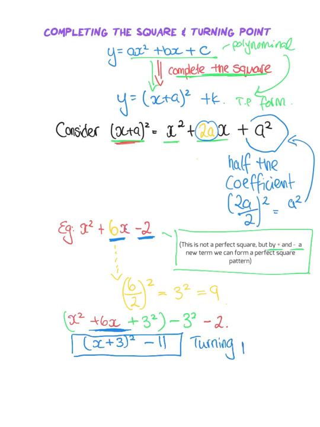So we're in turning point form now. If you think about the graph, remember our basic graph was like this. This graph has moved over to the left 3 and down 11. If you're graphing this one, roughly, we'd say -3, -11 is our turning point.